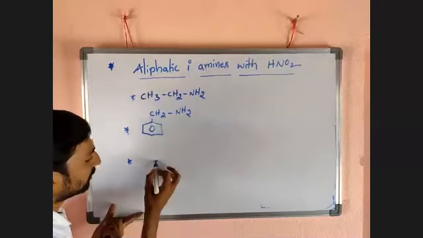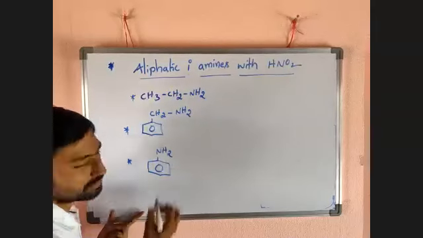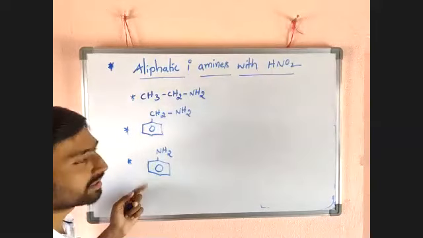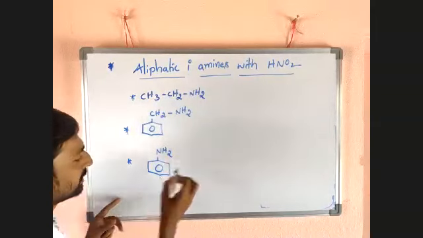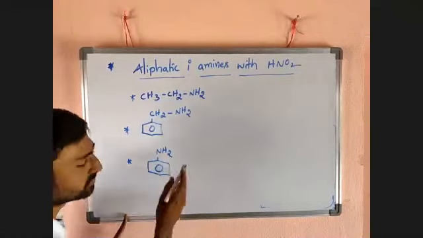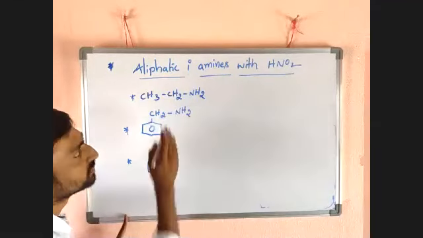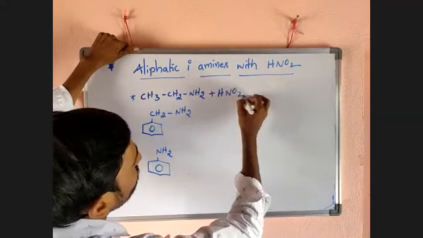For example, this is now an aromatic amine. It cannot give alcohol with HNO2. It gives a different product. I will explain that. So look here, aliphatic primary amine with HNO2.